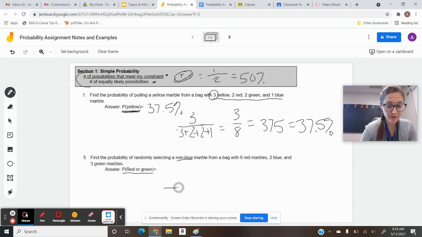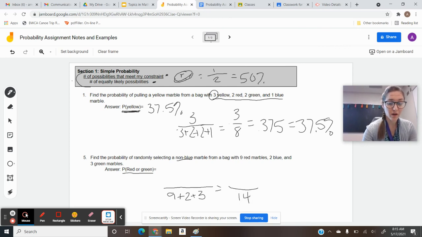Okay, so I'm going to start the same way by making a fraction, and at the bottom of my fraction, I'm going to add up all of the total possibilities. So 9 red marbles, 2 blue marbles, 3 green marbles. Those are my possible choices of marbles that I could pull. So 9 plus 2 plus 3 is 14.